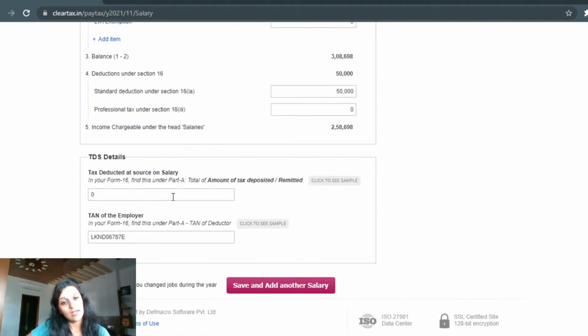In case your employer has deducted any amount of TDS, that will also be reflected over here. But in this sample Form 16 which I uploaded, there was no TDS deducted, so for this reason 0 is showing over here. If you are having any other salary income, with or without Form 16, you can also click save and add another salary and fill the data. Then click on save and proceed.